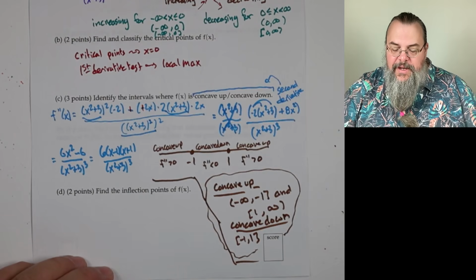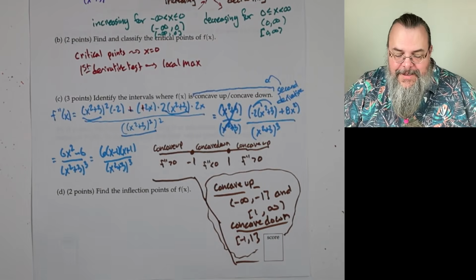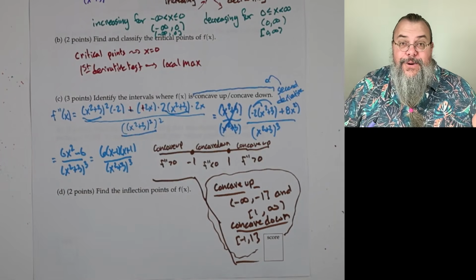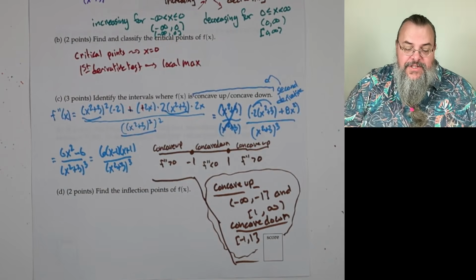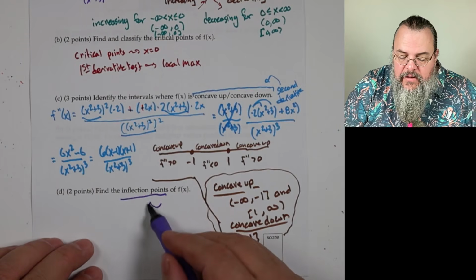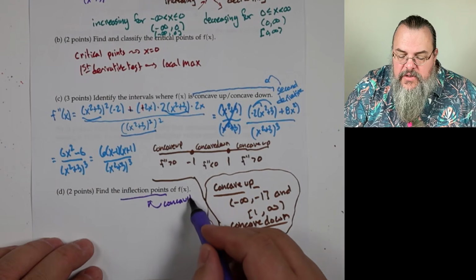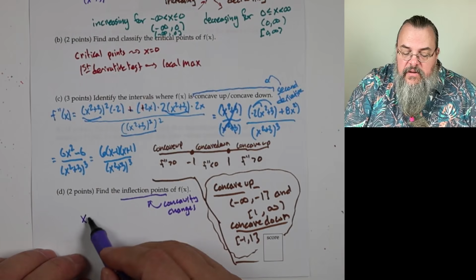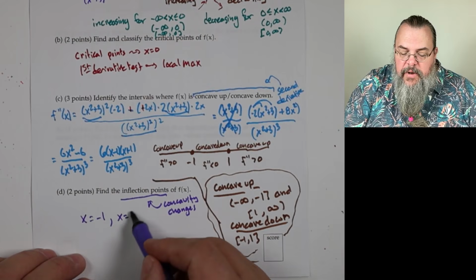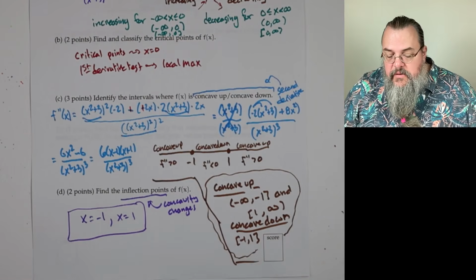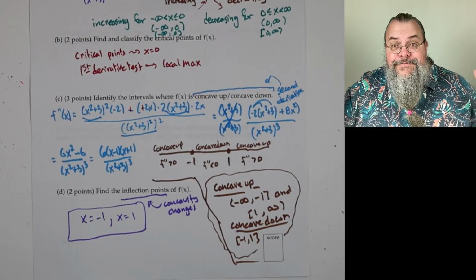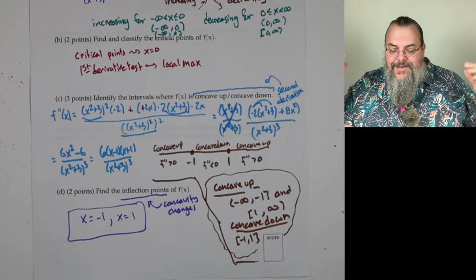Oh my goodness. Now, find the inflection points of f, and then we'll be done with this problem. How do you find inflection points? Inflection points are where concavity changes. So we need to find where it changes from concave up to concave down or vice versa. And we say, aha, concavity changes at x equals negative 1 and x equals positive 1. So it just says find them. That's how you find them. You look where the concavity changes, and there you go. All right. Nice.